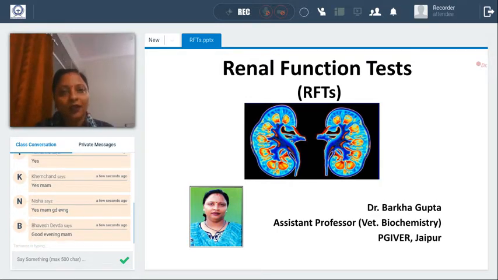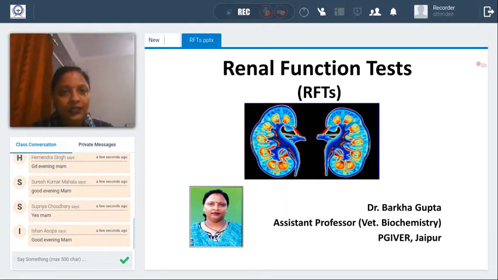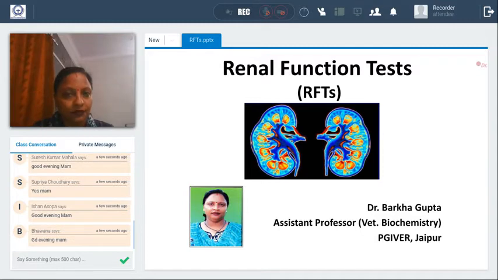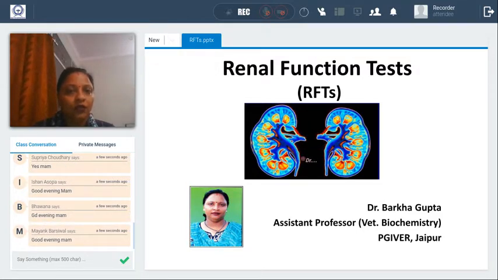Today's topic is renal function test. In the last class, we studied the liver function test, and in this class, we will study the renal function or kidney function test. You have already studied the anatomy and physiology of kidneys. I think you all know about the anatomy and physiology of kidney or about renal functions.